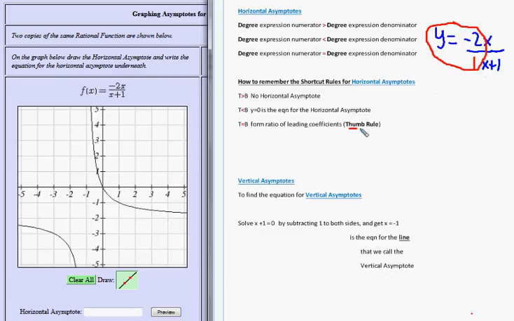So the reason I call it the thumb rule is if I could actually put my thumb over the part of the problem that doesn't count, if this is a really poor version of my thumb, it would cover up all this part of the problem, and what would be left is the equation y equals negative 2, which is the answer to the question.